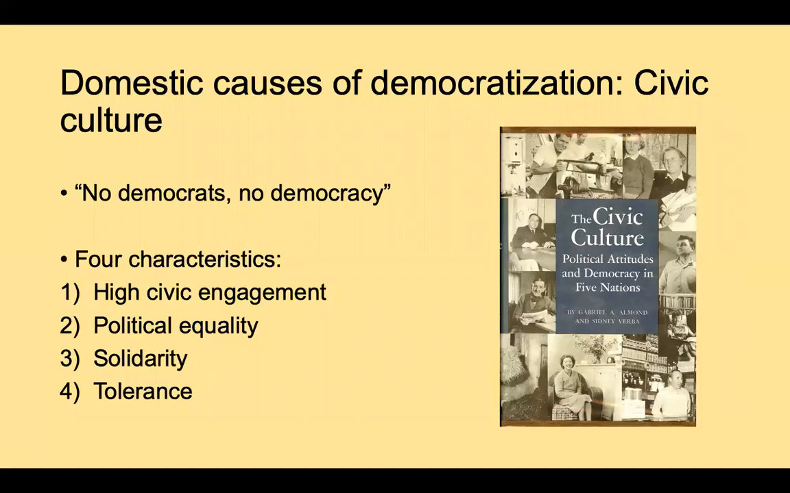But the first cause of democratization really operates at the domestic level, and that is inside countries. And this is what's been called civic culture.